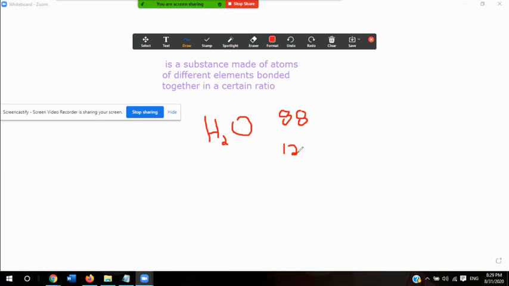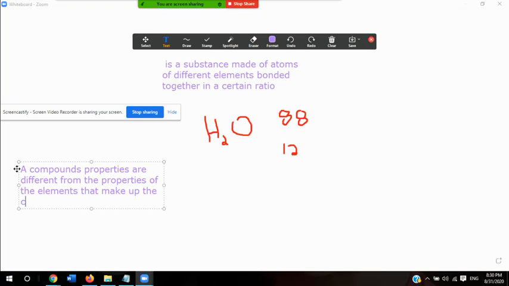And it also goes on to say that a compound's properties are different from the properties of the elements that make up the compound. Let me write that down here. Okay, let me see if I wrote that in a way that makes sense.